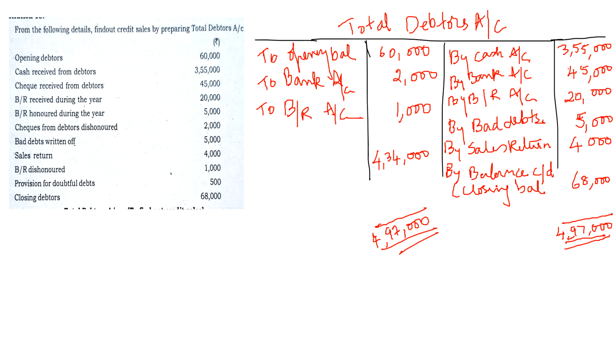Now this answer is called credit sales. So to credit sales, that is the balancing figure. I hope it is understood here how to find out the credit sales. So this is how to prepare the credit sales.